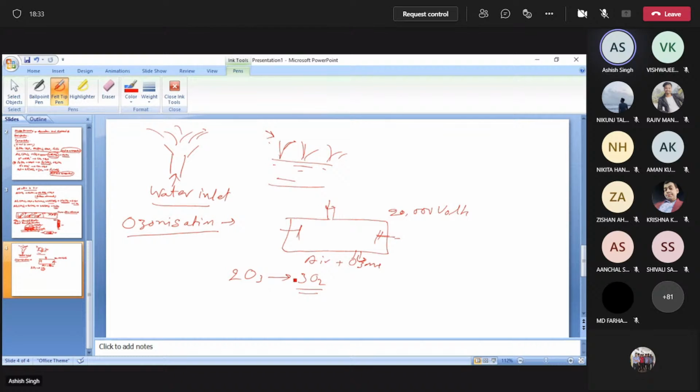So this is ozonized water. This is the process of it, and due to this there is the liberation of nascent oxygen, so that should control the microorganisms. Chlorination is another process, because chlorination is cheap.